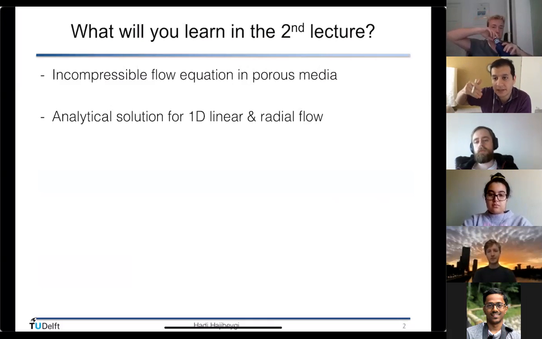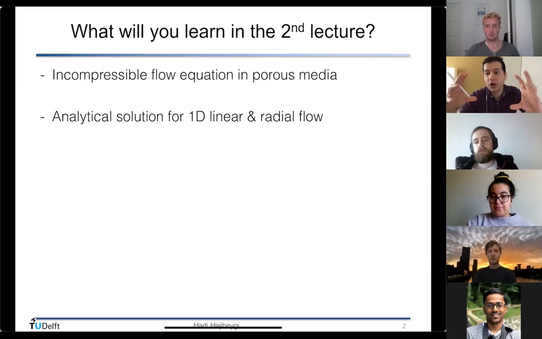Transport means the species transport. So we have flow equation, we have transport equation. Flow is pressure and velocity. And then we are going to solve that 1D sandpack problem analytically. And you need this knowledge for doing your first project. Your first project has a chapter on analytical solution of this process. So this is something you need for your first project too.